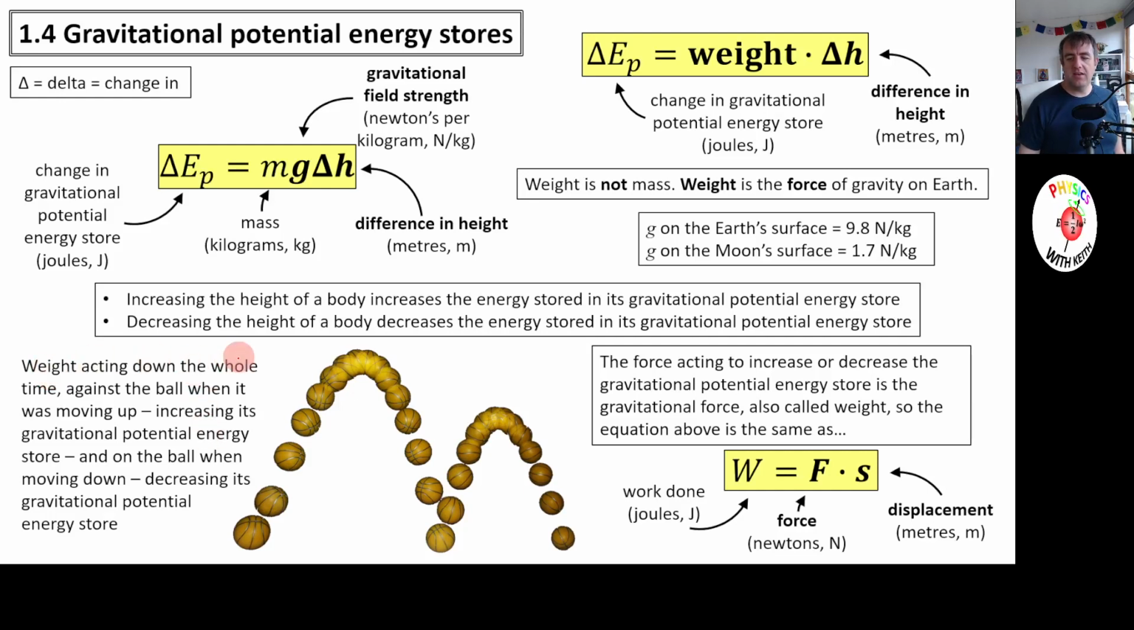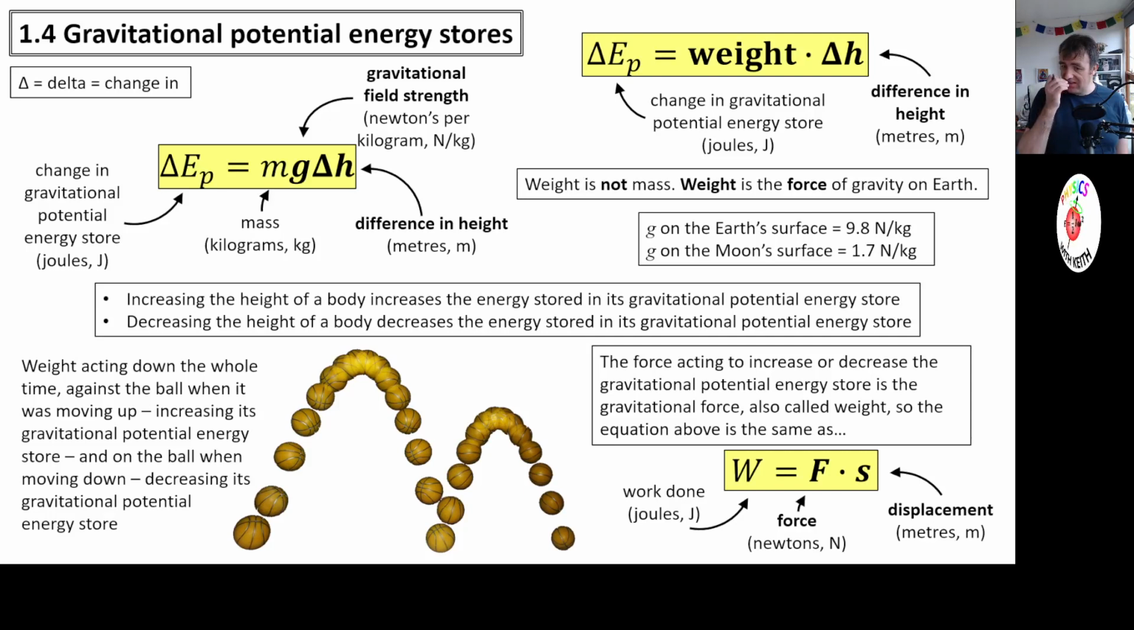So weight acting down the whole time. This is a ball that's bouncing like this. And it doesn't matter which position you choose. This is the same ball that's bouncing, a stroboscopic photograph or something. It doesn't matter which position you take. Gravity's acting down. The ball is being pulled down by gravity, attracted towards the centre of the Earth. So the g is down in all of these. That's just the way it is.